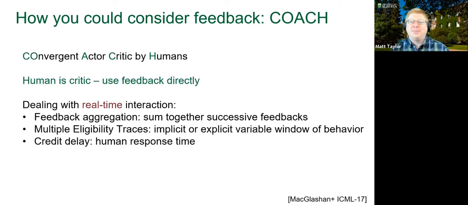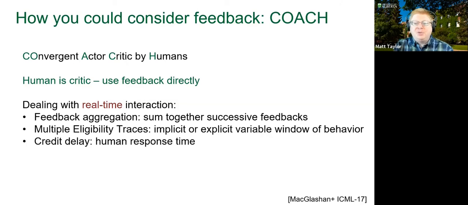So, convergent actor critic by humans, a slightly awkward backronym. We are going to have the human be the critic and we're going to use the feedback directly. So we're just going to say the human is giving me an advantage. And if I assume that, then this actually works. So then the paper goes on to show that yes, indeed it works. This was at ICML a few years ago.